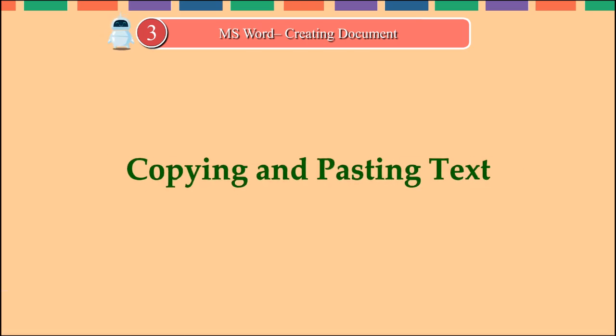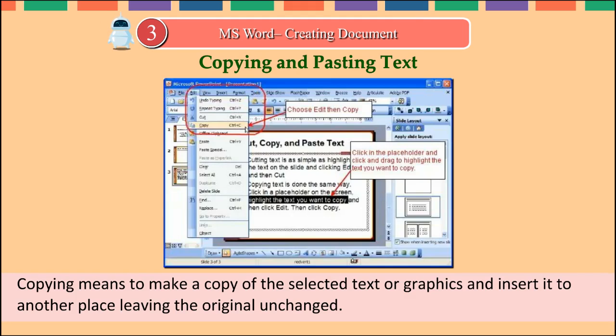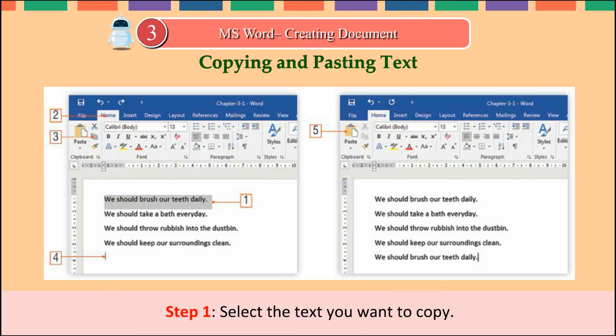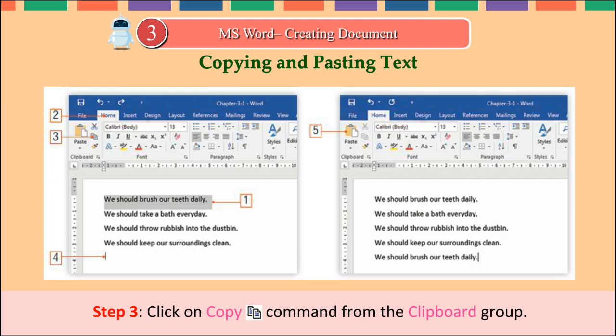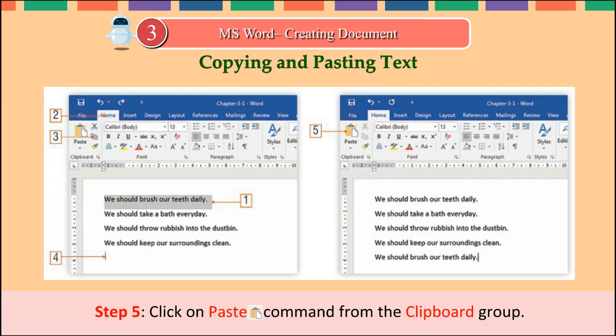Copying and pasting text. Copying means to make a copy of the selected text or graphics and insert it to another place, leaving the original unchanged. To copy text, follow the given steps. Step 1. Select the text you want to copy. Step 2. Click on Home tab. Step 3. Click on Copy command from the clipboard group. Step 4. Go to the required place where you want to paste. Step 5. Click on Paste command from the clipboard group.